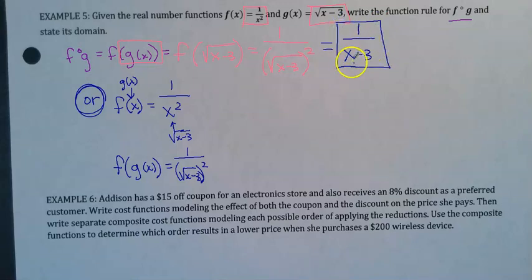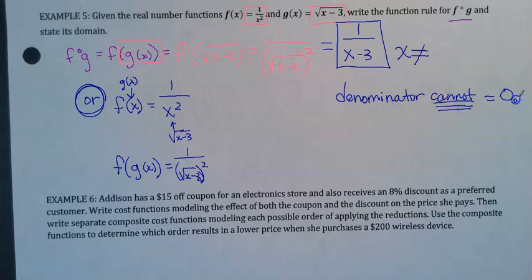However, I have a denominator, so I need to limit this. So what can x not equal? Because I don't want my denominator to be equal to 0. Remember, our denominator cannot equal 0. So x cannot be a positive 3. That's part of it.